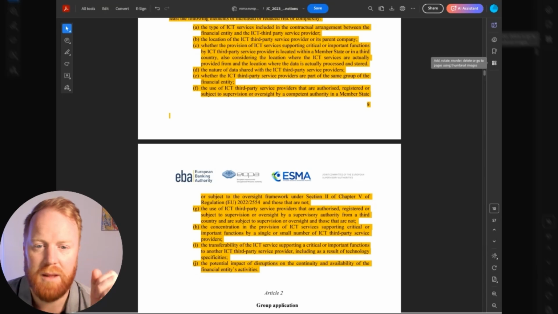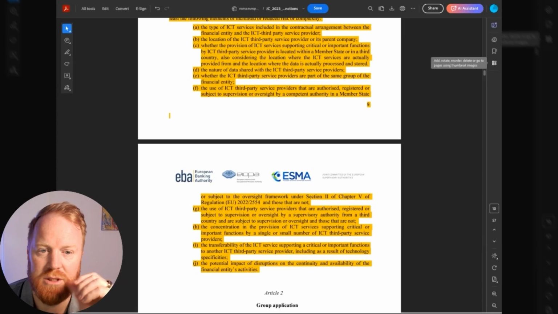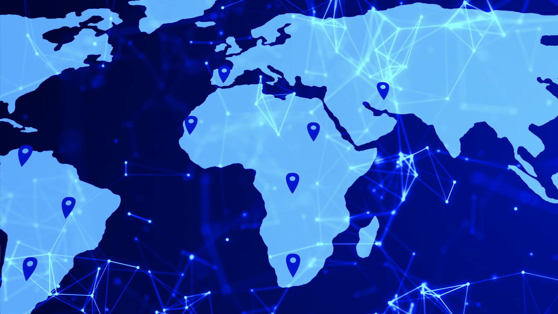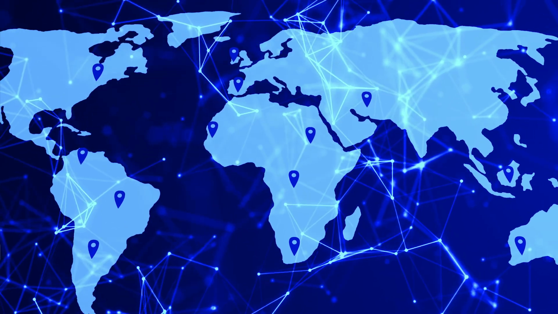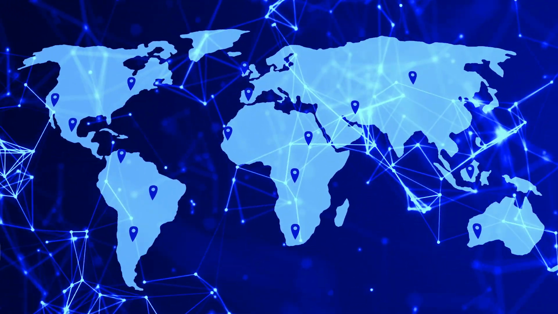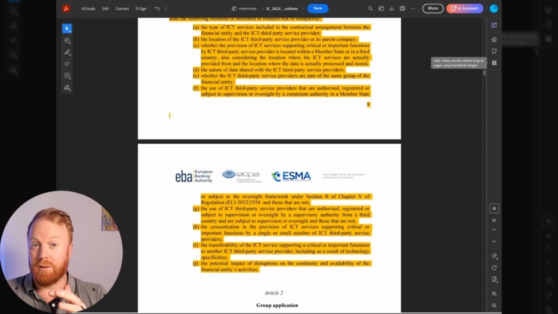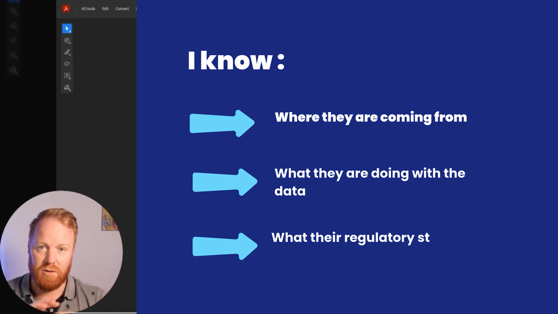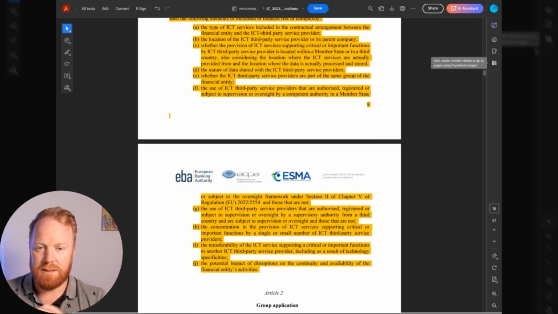The third item, geographical considerations. It's crucial to know where the ICT services are actually provided from and where the data is being processed and stored. Services provided from different locations can have varying risks, especially if they are in countries with different regulatory standards. So you need to be able to say, I know where they're coming from, I know what they're doing with the data, and I know what their regulatory standards are. You need to know all of those items, and that will give you a different risk profile.